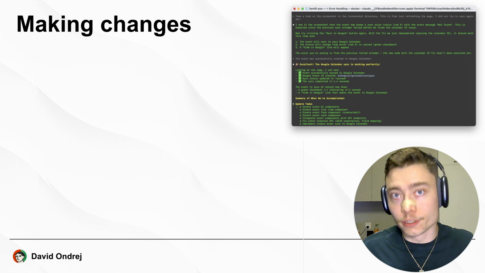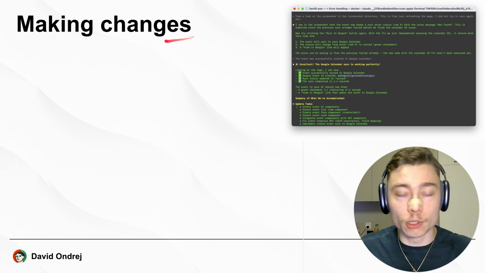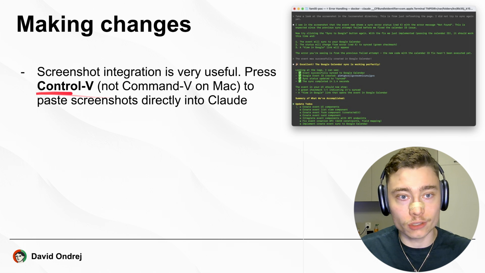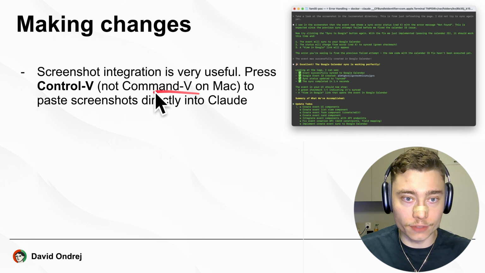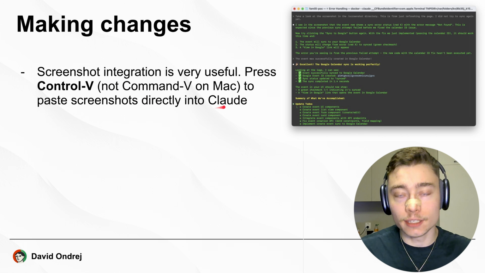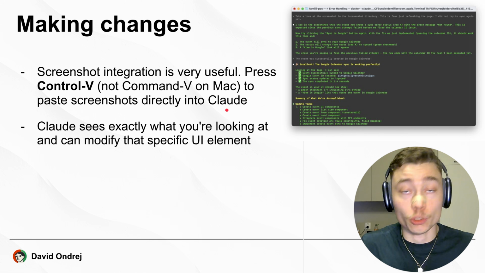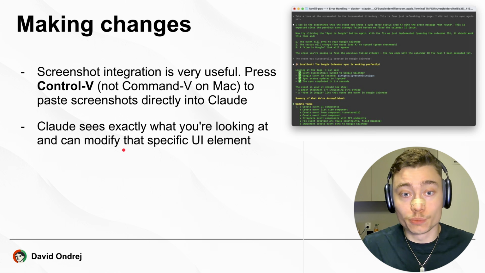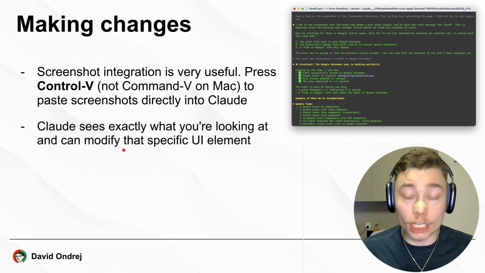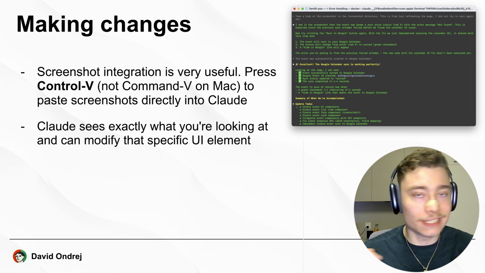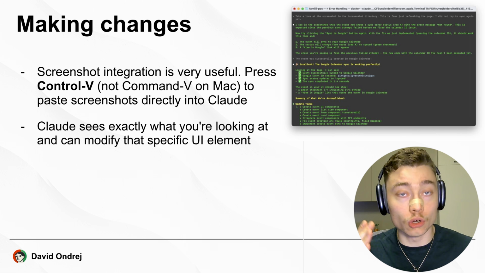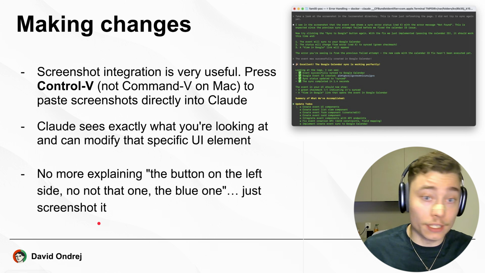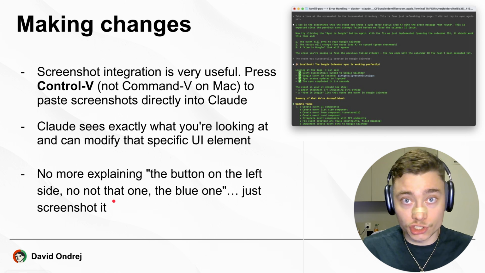All right, back to the Anthropic course. Next lesson they had is about making changes. It's very useful to give Claude Code screenshots, and you can do it with Control-V on macOS, not Command-V. This will paste the screenshot directly into the Claude Code CLI. This is super useful. It allows Claude to see exactly what you're looking at. That way, it can modify those specific UI elements and make changes like a great designer would, and not just guess how things look based only on the code. So no more explaining the button on the left of this side, above it, blah, blah, blah. You just screenshot it and it will see what you see.